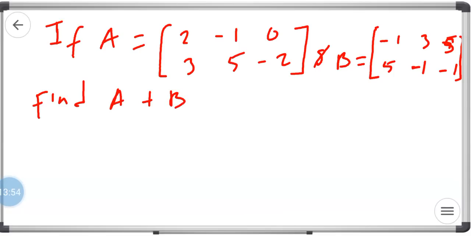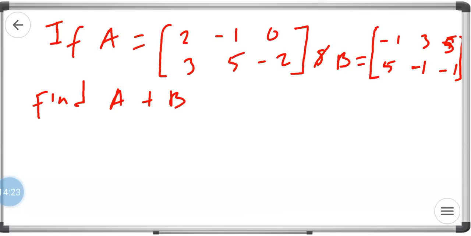So from the question, we're told that A is 2, minus 1, 0, 3, 5, minus 2, and B is minus 1, 3, 5, 5, minus 1, minus 1. Now we are told to find A plus B, which means we should add the two matrices together, matrix A and matrix B. Don't forget that these matrices are in the same order, because we said before matrices can be added together or subtracted only if they are in the same order.